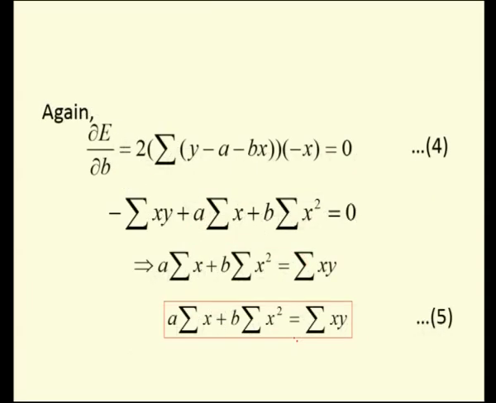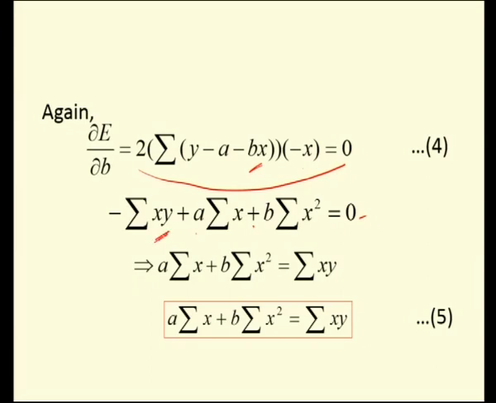Again, differentiating the first equation with respect to b, let us see what happens. It is equal to twice of summation y minus a minus bx into, differentiating with respect to b, minus x. Now do two things: take this 2 to the other side and multiply by minus x, take summation inside. So here you will have minus of summation xy, then minus and minus will become plus a, bring the summation inside, so it becomes summation x. Then minus into minus will become plus b into summation x squared, equal to 0.